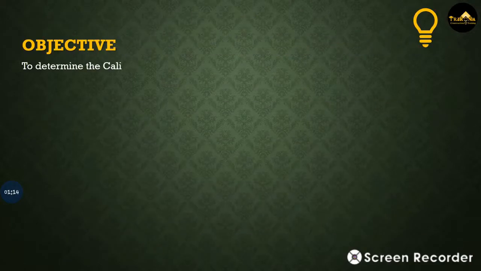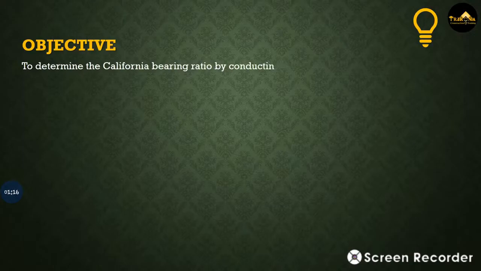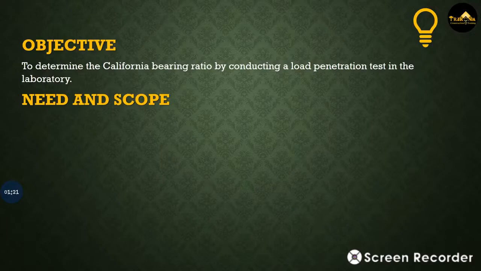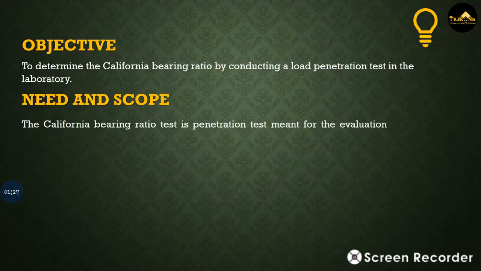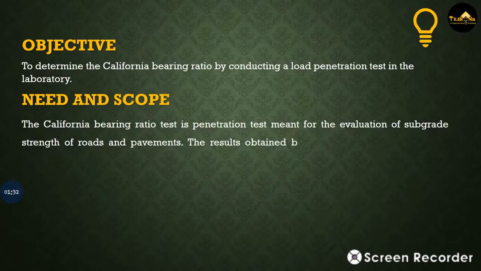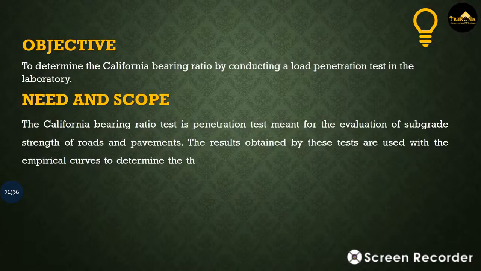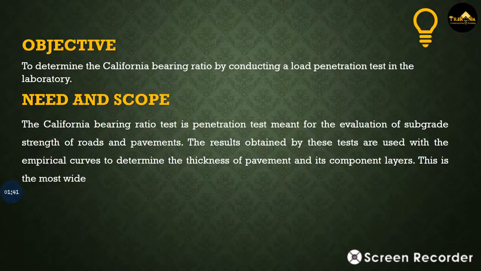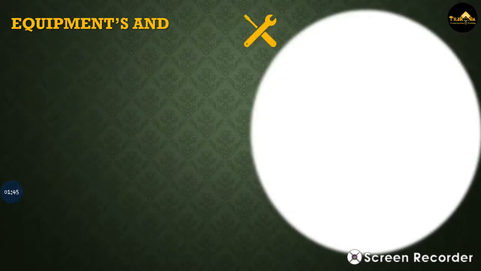For the objective, to determine the California bearing ratio by conducting a load penetration test in the laboratory. For the need and scope, the California bearing ratio test is a penetration test meant for the evaluation of subgrade strength of roads and pavements. The results obtained by this test are used with empirical curves to determine the thickness of pavement and its component layers. This is the most widely used method for the design of flexible pavement.